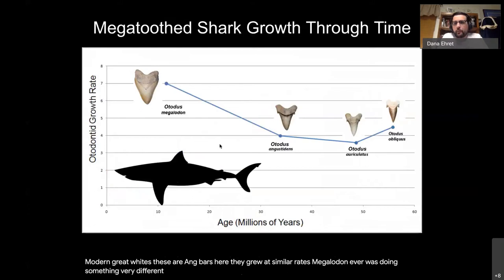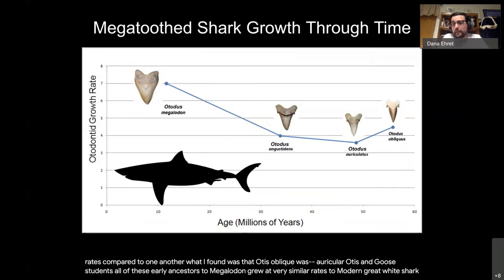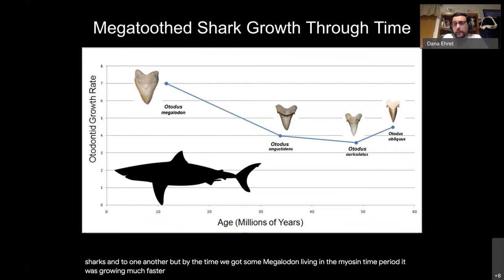When we look at megalodon growth rates, or megalodon and its ancestors' growth rates compared to one another, what I found was that Otodus obliquus, auriculatus, angustidens, all of these early ancestors to megalodon grew at very similar rates to modern great white sharks and to one another. But by the time we got to megalodon living in the Miocene time period, it was growing much faster. So we had a baby shark that was much bigger when it was born than its ancestors, and it was growing much faster than its ancestors.